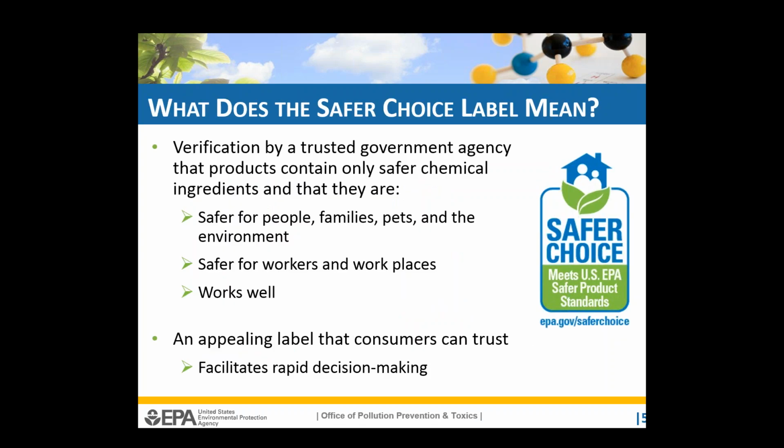All right, so what does this label mean? Basically, it's verification by EPA that a product with this label meets our safer product standards. So the product is safer for people, family, pets, communities, the environment, and safer for the workers cleaning your hotels or casinos or schools. It's also important to point out that our criteria do have performance requirements, so these products will work.